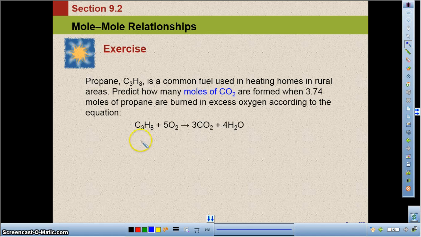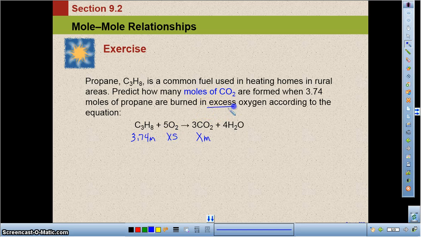So propane, C3H8, is a common fuel used in heating homes in rural areas. Predict how many moles of carbon dioxide. So you have to find your written clues as to where your X's need to go and what units we're looking for. So predict how many moles of carbon dioxide. So you're going to come down here and you write X moles under the CO2 are formed when 3.74 moles of propane are burned in excess oxygen.